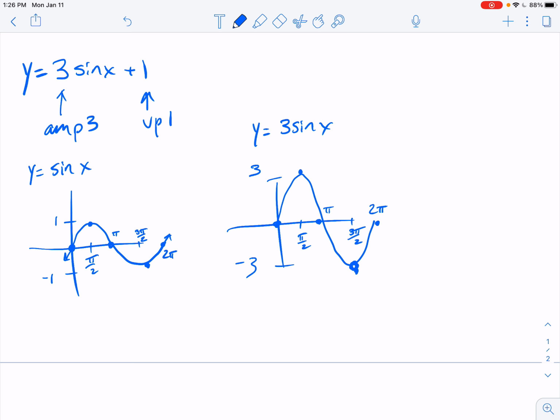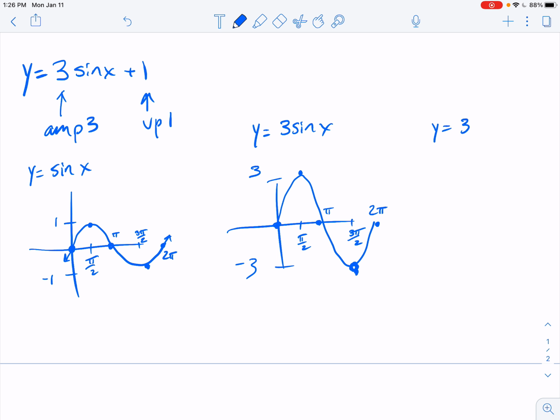And now all we need to do to graph the final one is to shift the whole thing up 1. So what was at 0, we now have at 1, 2, 3, 4. This point right here started at 0, and now it's moved up to 1. And so I'm going to go there, there, there, and I'm going to go as low as -2, and then back to 1. And so this is now the graph, and I should label more.